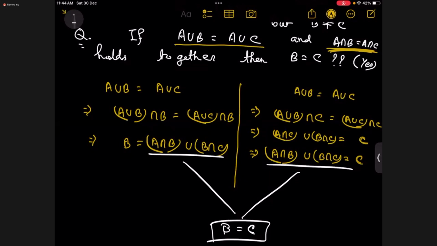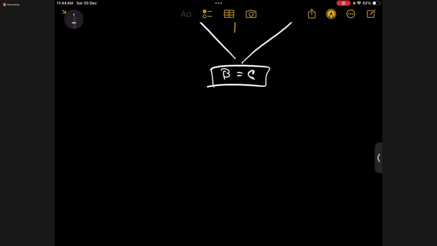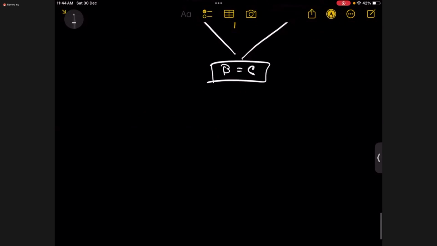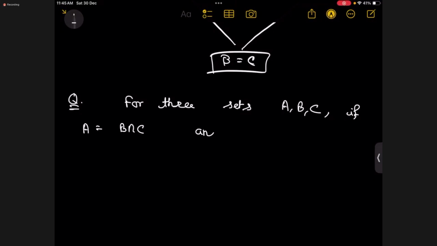Okay. Now see another question. The question is, for three sets A, B, and C, if A equals B intersection C and B equals A intersection C, then which option is correct?